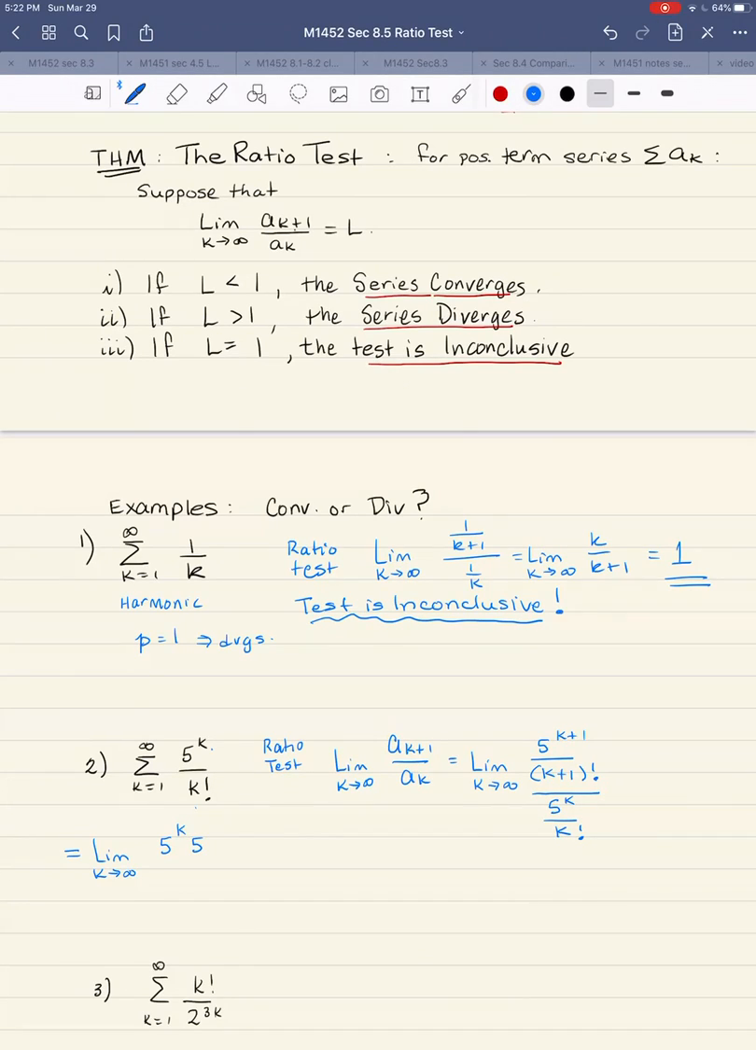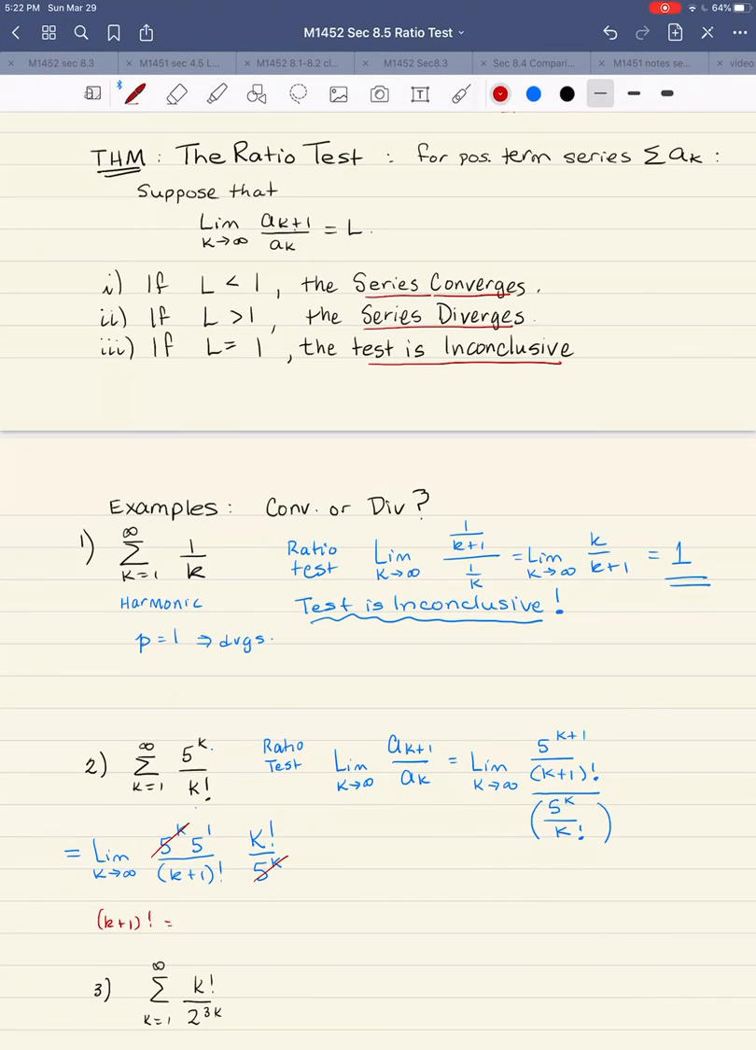We'll have 5 to the k plus 1, which I'm going to write as 5 to the k times 5 to the 1 over k plus 1 factorial. Now I'm going to flip this over, so the k factorial is going to be up here, and a 5 to the k is here. That's why I wrote the 5 to the k plus 1 in this way, because I knew I was going to be able to cancel here.